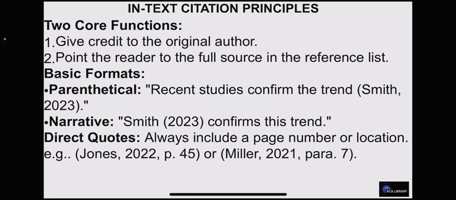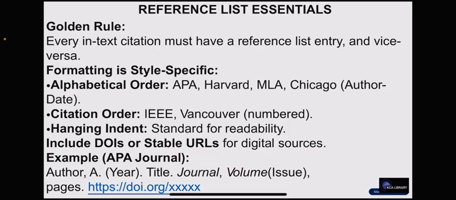So if we look at this format, we also have direct quotes, which always include a page number or location, e.g. Jones 2022 page 45 or Miller 2021 paragraph 7 and the likes. So these are different formats that we can use for in-text citation. It can be parenthetical, where we have a situation like "recent studies confirm the trend," in inverted commas, including the year and the name of the author. And in another case, we have the narrative format, where we have Smith 2023, which implies that the scholar comes first, confirms the trend. So I believe you should understand that with these examples.